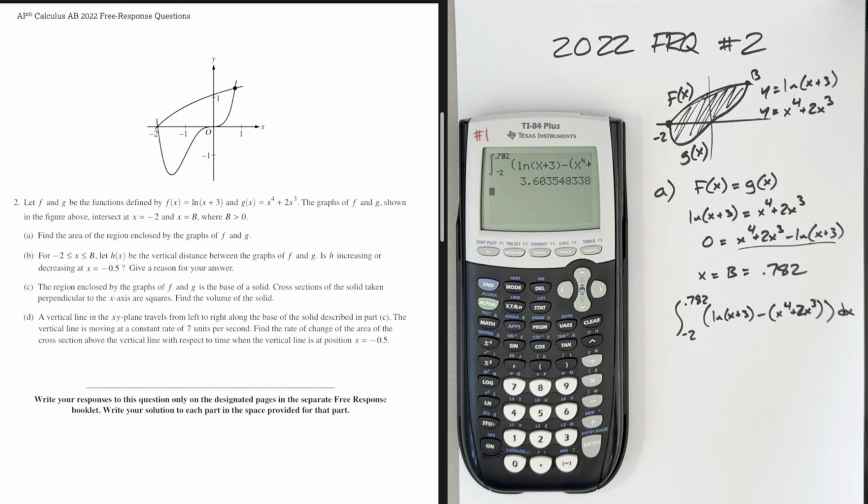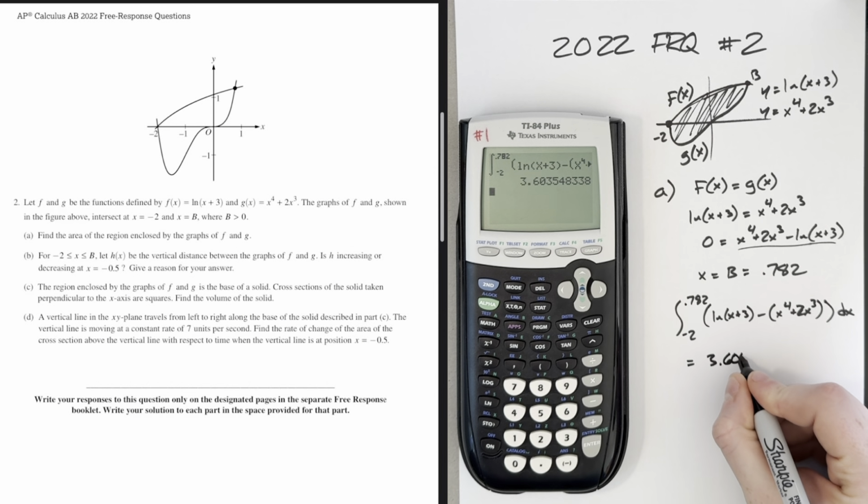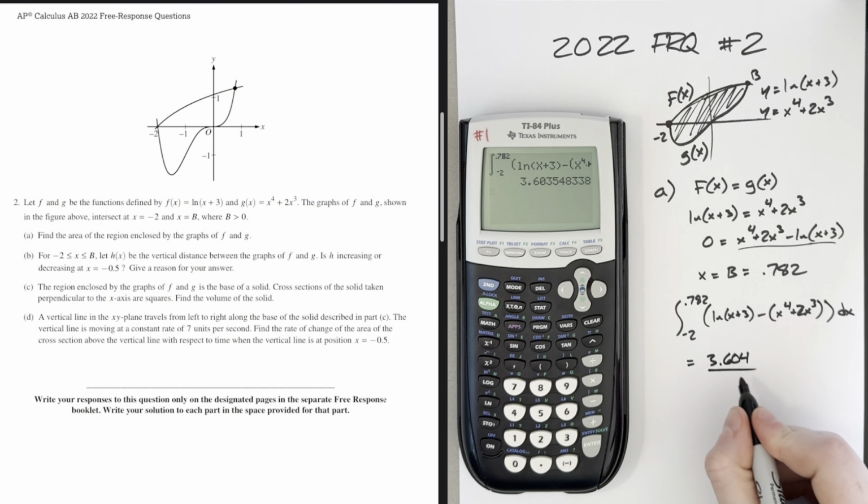Now when I click enter, this should give me a value of the integral, which we get is 3.604, which is our final answer for the area of the region. So this one is definitely a little bit complicated. We have to work on a couple of different things.